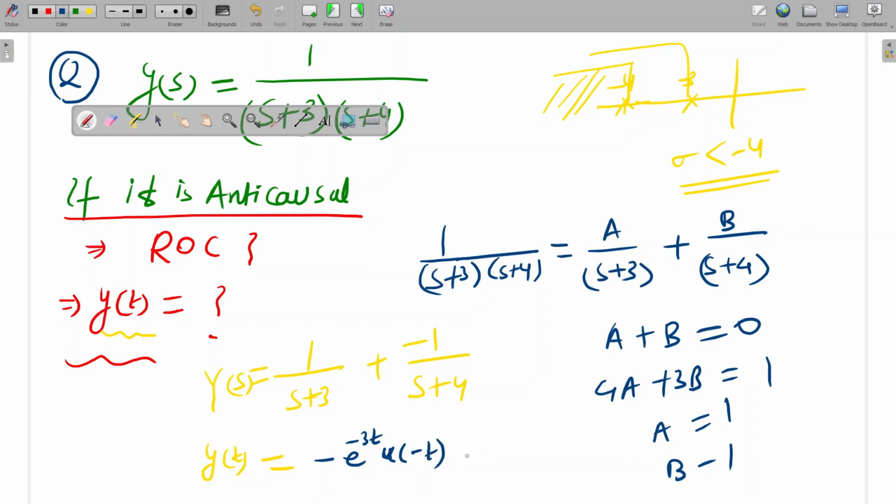What should be the second term? Plus e to the power minus 4t, u of minus t. Correct. Is everyone getting this answer?